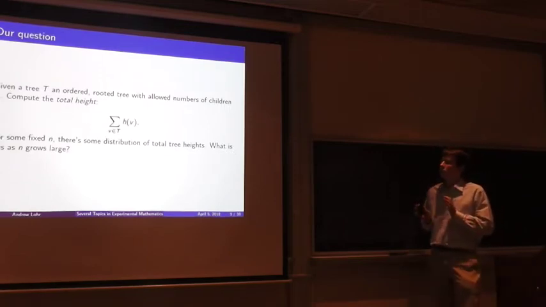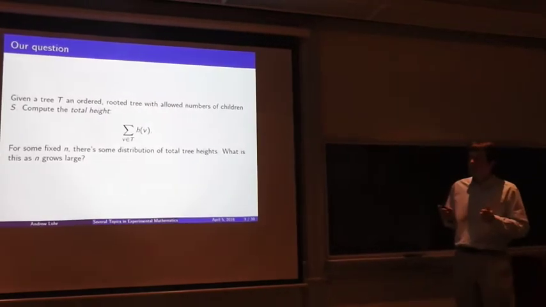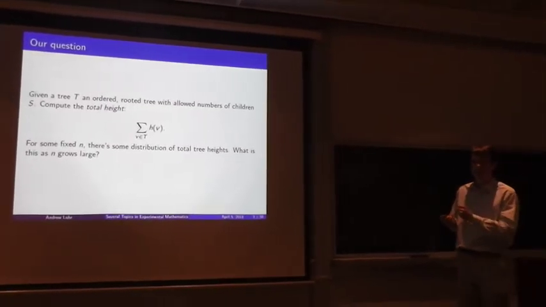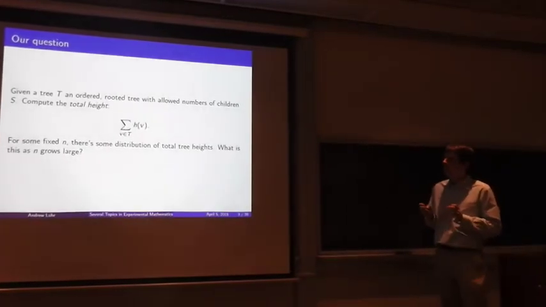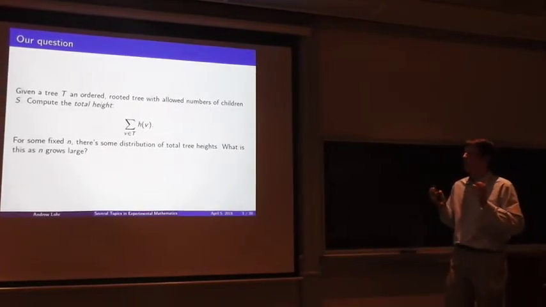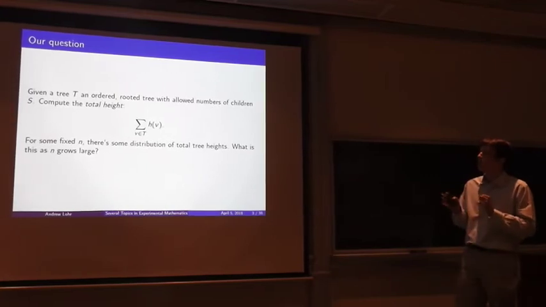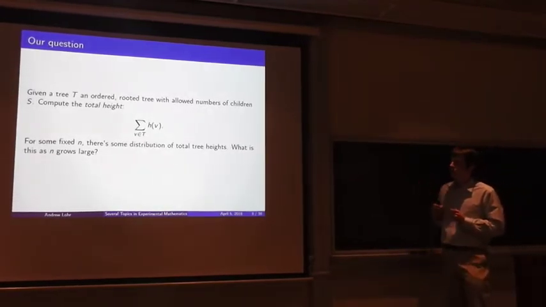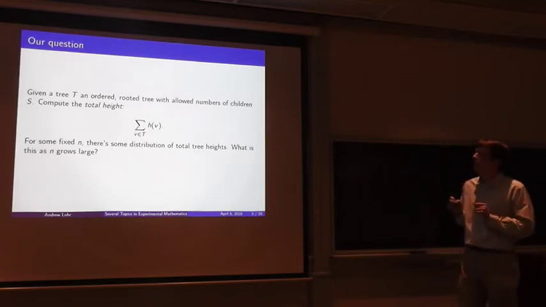Throughout this section, we're going to be only considering ordered trees. That means that you care whether you are the left child or the second child or the third child. You're not thinking about, oh, you just have 5 children, they're all indistinguishable. You're ordering your children for each vertex. Rooted just means you've got some distinguished vertex, the root. We're going to need that to talk about height. And then with allowed numbers of children S.